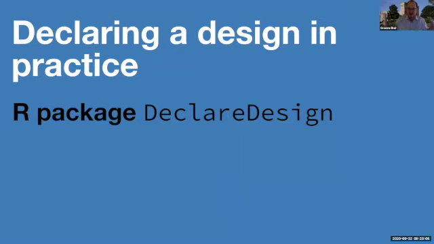Okay, so I'm going to take this out of the theoretical and into the practical. How do we actually do this? You could declare your research design in terms of its model, inquiry, data strategy, or answer strategy using any programming language, and you could also do this using an analytical formula. We developed an R package called DeclareDesign that implements this language for research designs in R.